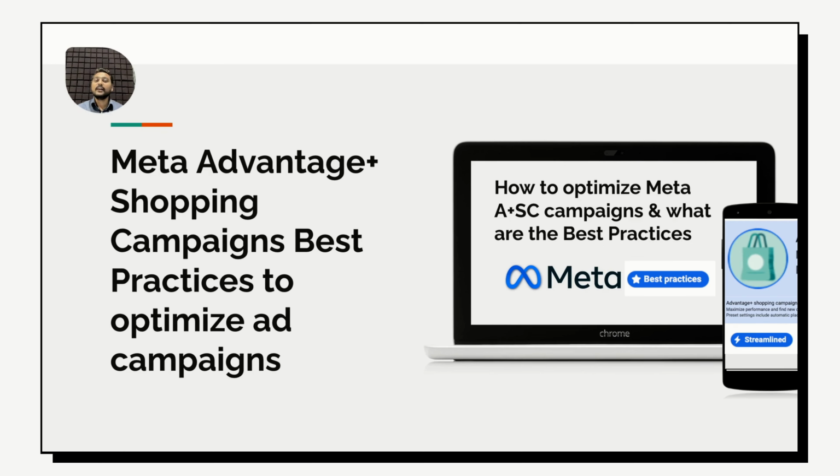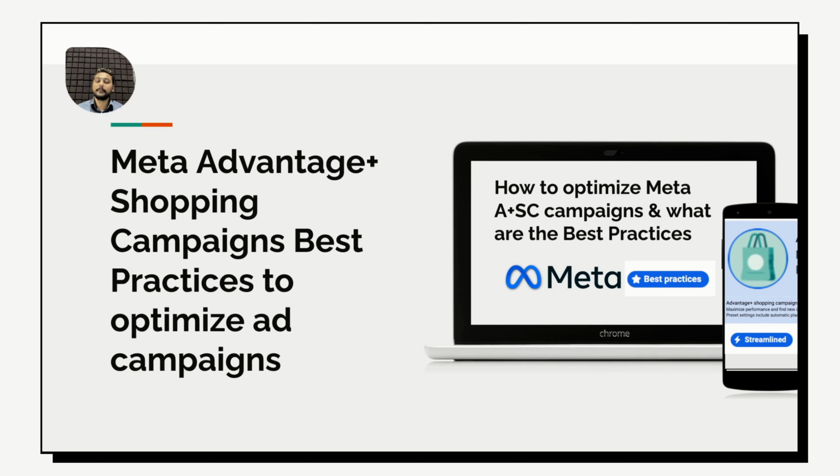Today, we're going to learn how you can optimize your Meta Advantage shopping campaigns using the best practices. Meta ASC campaigns, or the Advantage Plus shopping campaigns, are the new AI driven ad campaigns launched by Meta. These campaigns help you leverage the full funnel approach, that is, you can use them for retargeting as well as finding new audience.